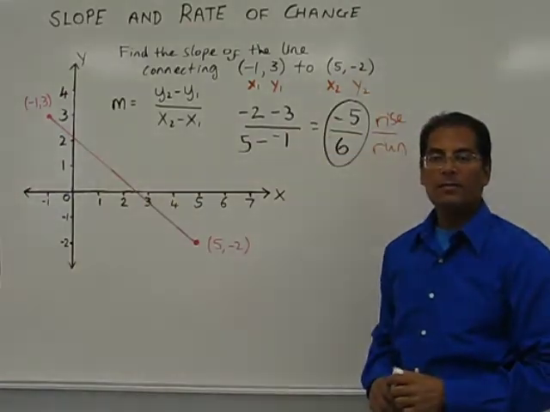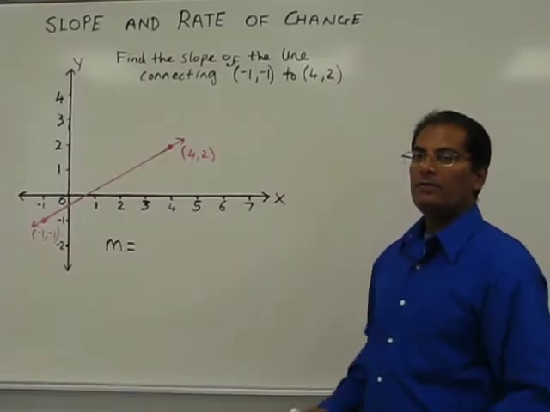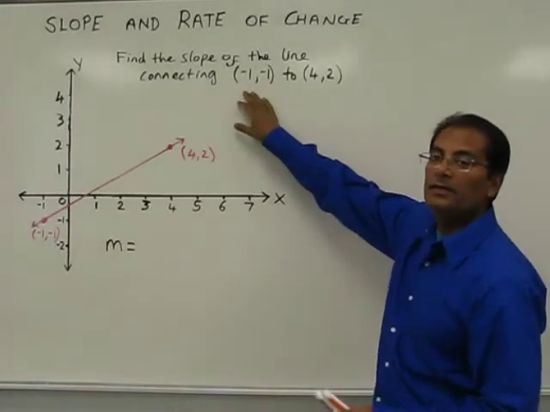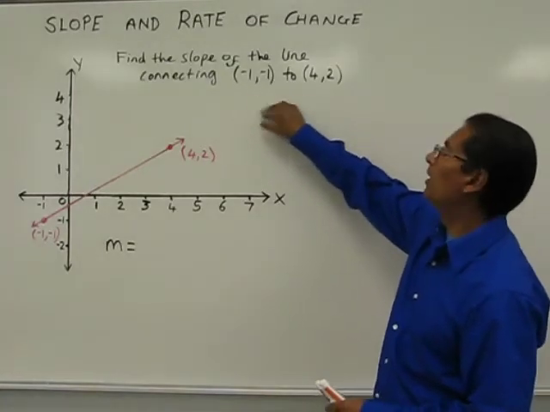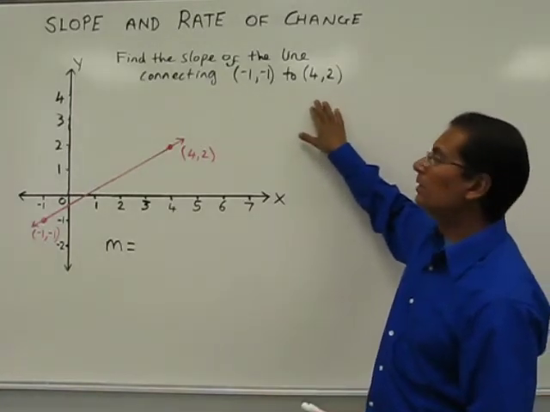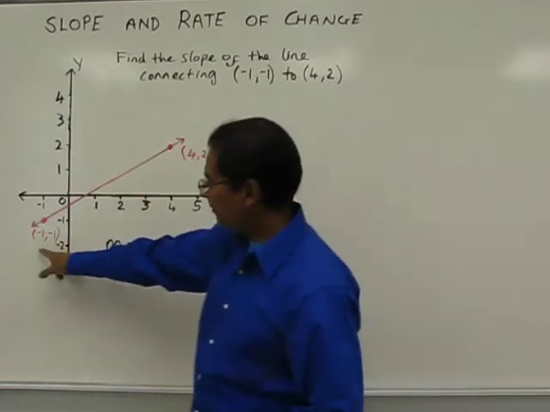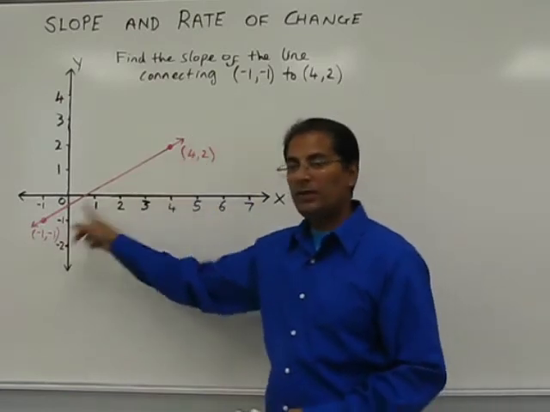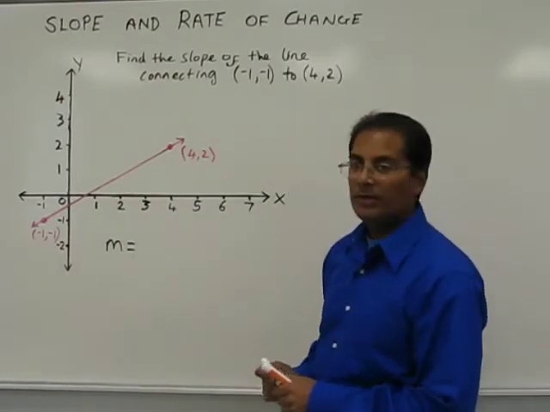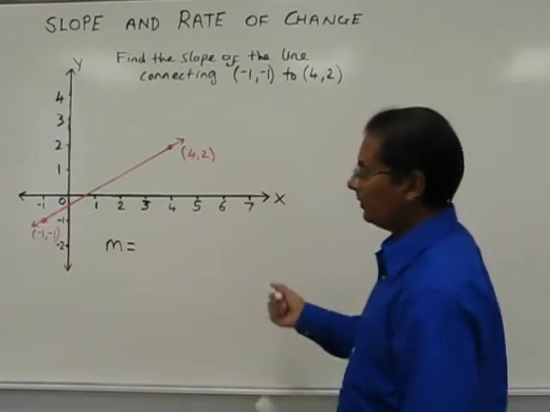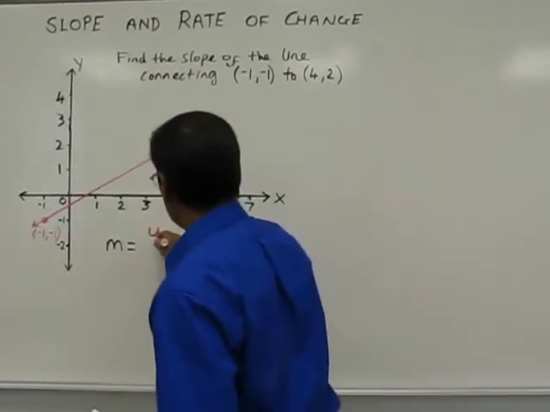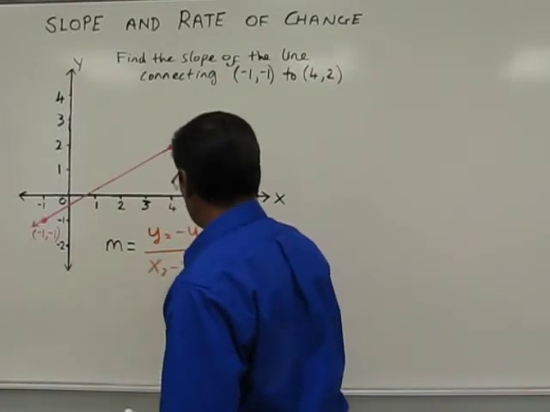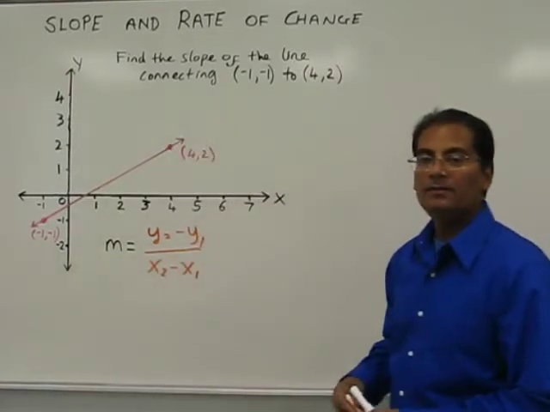Let's take another example. Here we have another example. We want to find the slope of the line that connects -1, -1 to 4, 2. So let's plot these points, -1, -1, 4, 2. And we draw a line between them. What is the slope going to be? Well, the slope is y2 minus y1 over x2 minus x1. That is the slope formula.